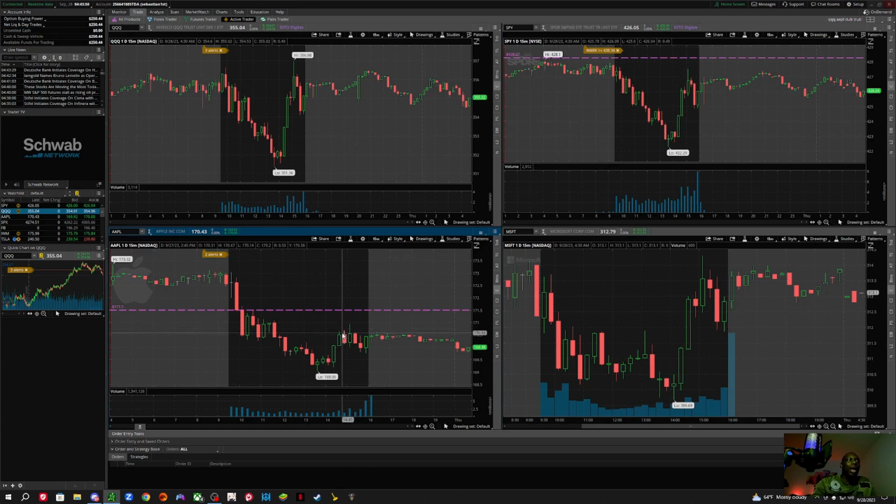You want to get out at the top, and you get the two there. You get the two here. Yes, the body of this candle is much larger, and this one is smaller, but it's doing essentially the exact same thing. The reaction time is slightly different. You get the two large green candles here, the two large green candles here on QQQ, and the two large green candles here on SPY.